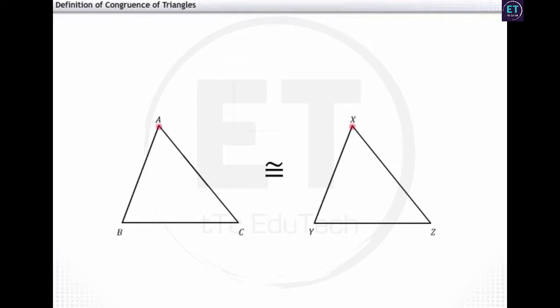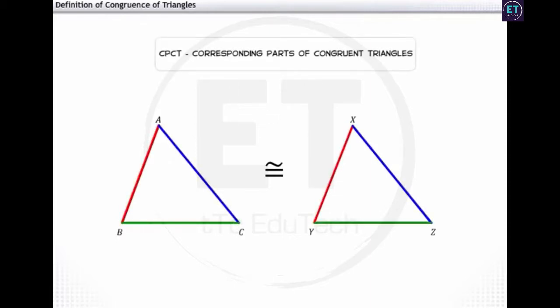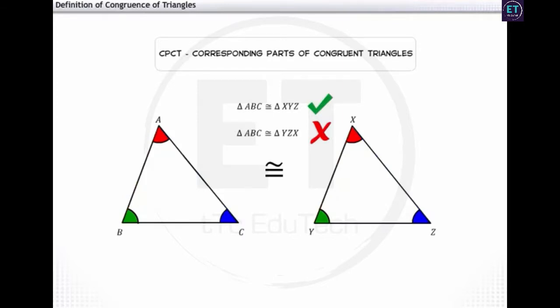This also means A corresponds to X, B corresponds to Y, and C corresponds to Z. For any two congruent triangles, the corresponding parts are equal, and it is termed as the corresponding parts of a congruent triangle, or CPCT. Based on the above discussion, we conclude that triangle ABC is congruent to triangle XYZ, but triangle ABC is not congruent to triangle YZX.